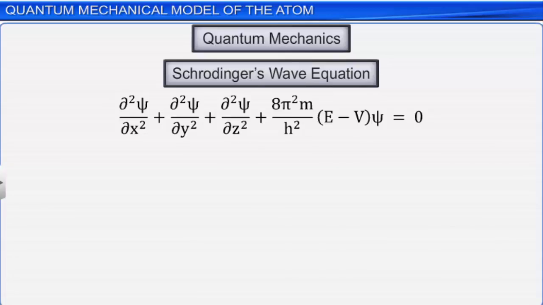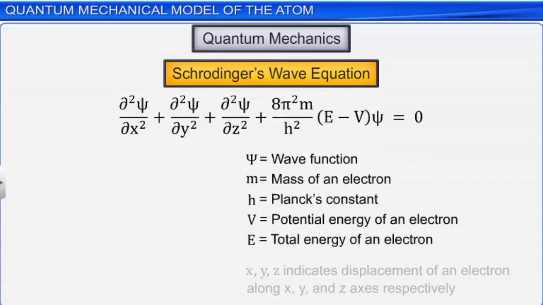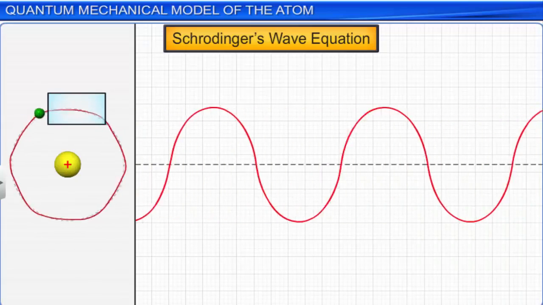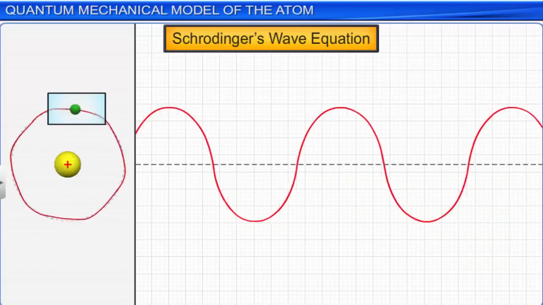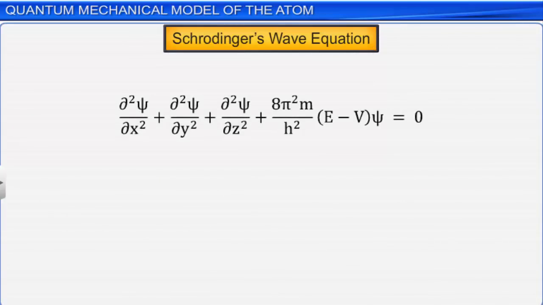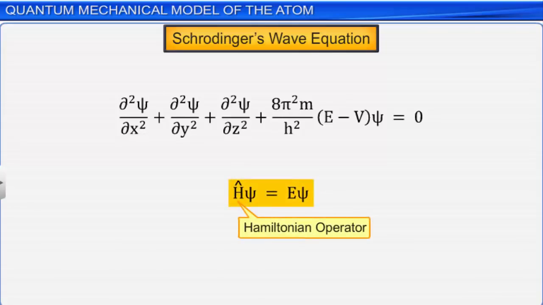In quantum mechanics, the mathematical expression which describes the wave motion associated with a particle is popularly known as Schrodinger wave equation. It gives the probability of finding an electron at different points in an atom. The Schrodinger's wave equation is obtained by differentiating the equation for the standing wave of an electron in the hydrogen atom. In short, Schrodinger wave equation is written in terms of Hamiltonian operator as shown here.